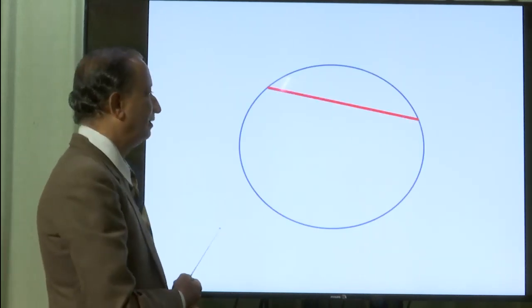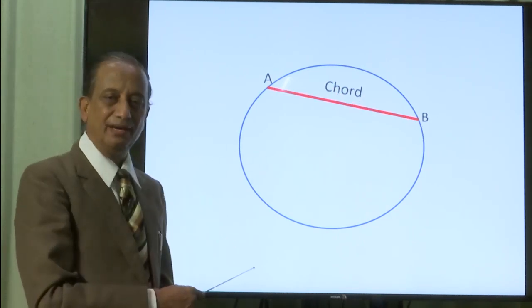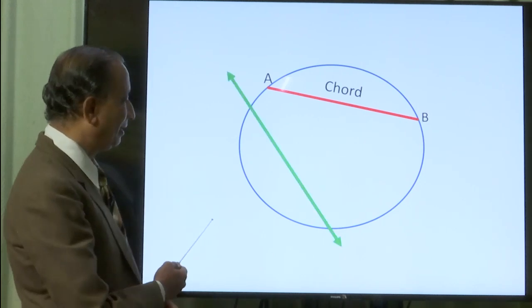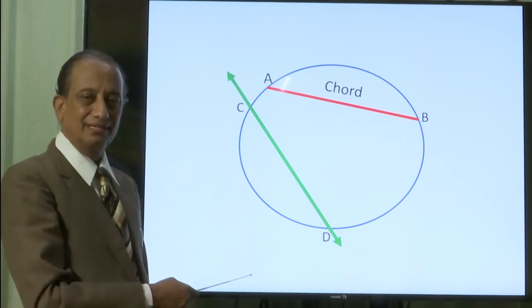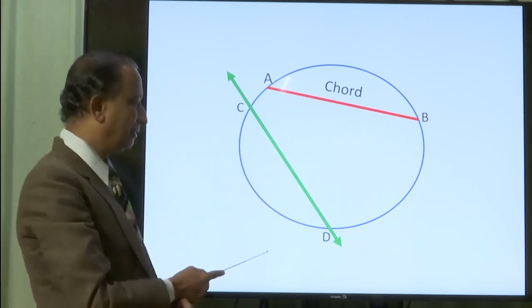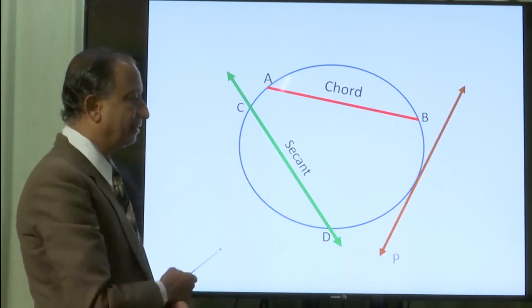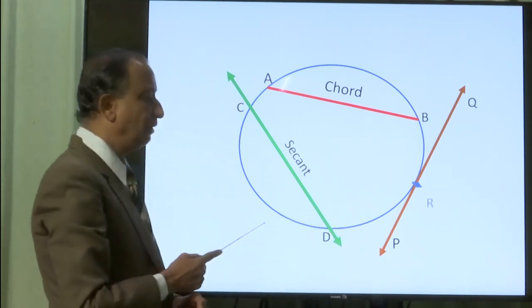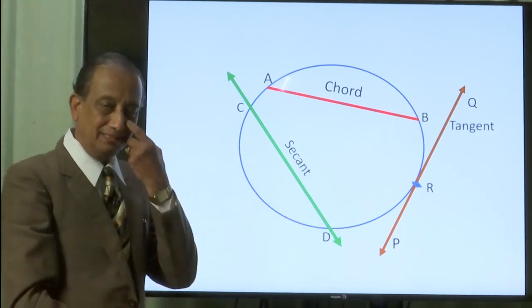Here is a circle, here is a line segment, you can call it AB. This is called a chord, C-H-O-R-D, chord. Okay. Here is another straight line. So, let us name this as CD. It is a straight line which is cutting the circumference of the circle at 2 distinct points. It is called secant, S-E-C-A-N-T. Here is another straight line called say PQ, which is touching the circle at only one point. Here it is R, and this straight line is called the tangent.